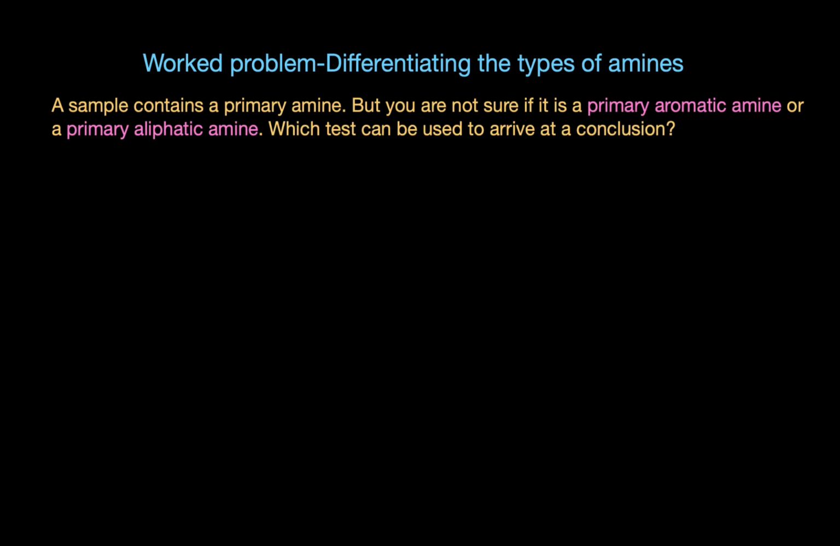The second question says a sample contains a primary amine, but you're not sure if it is a primary aromatic amine or a primary aliphatic amine. Which test can be used to arrive at a safe conclusion? Alright, so we know it's a primary amine, but we don't know if it is an aliphatic or an aromatic amine. Will a carbylamine reaction help here?